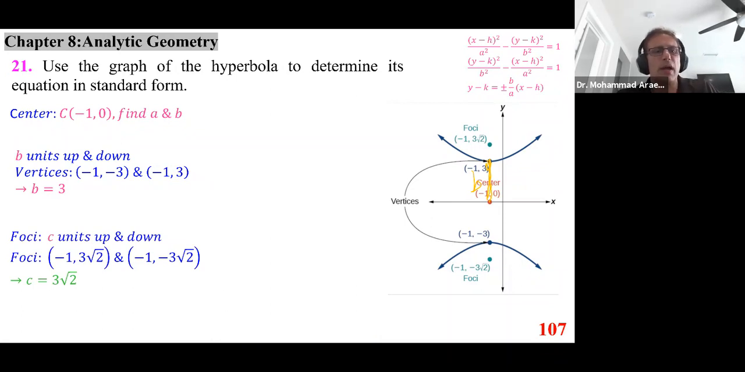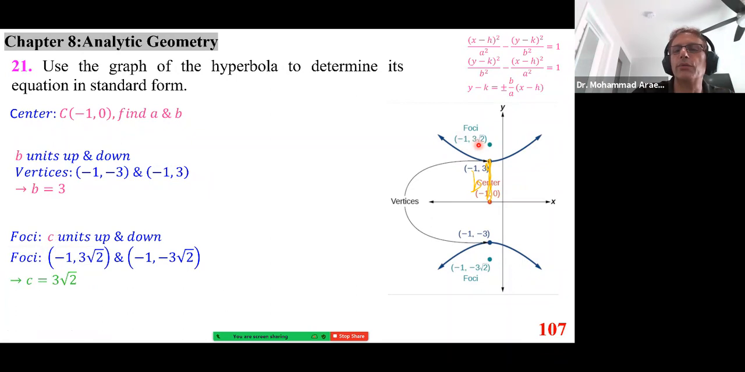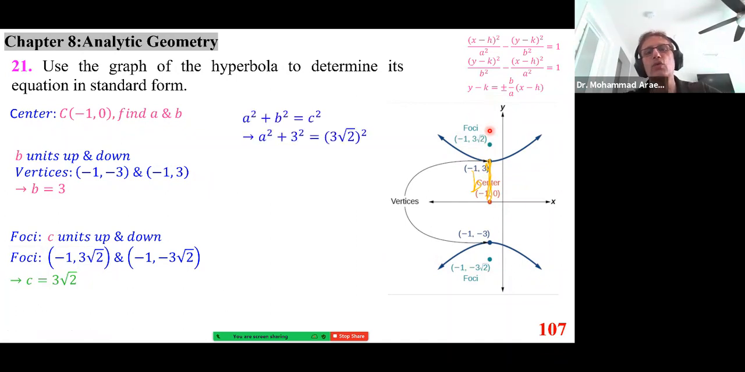If we were to find the focus, we can go C units up and down. Take a look at what is given, right? 3 square root of 2 here, minus 3 square root of 2. So the C is 3 square root of 2. Therefore, we can find the missing A with the fact that A squared plus B squared equals C squared.